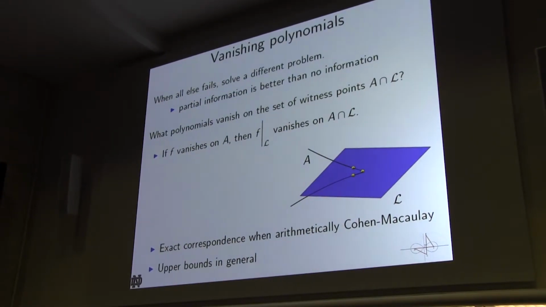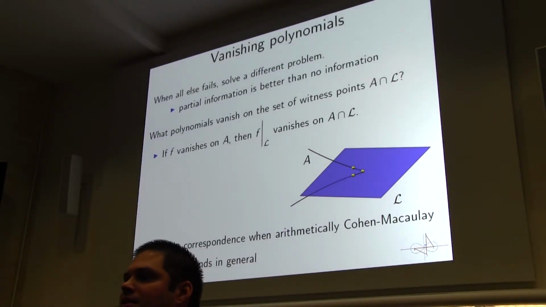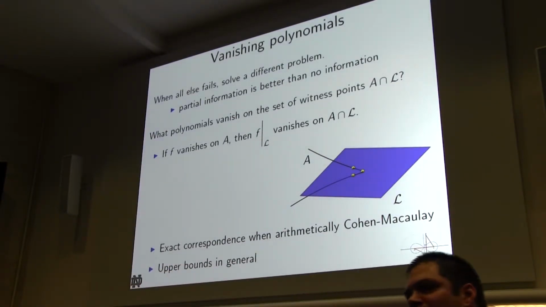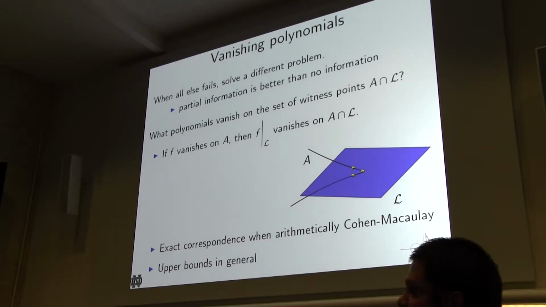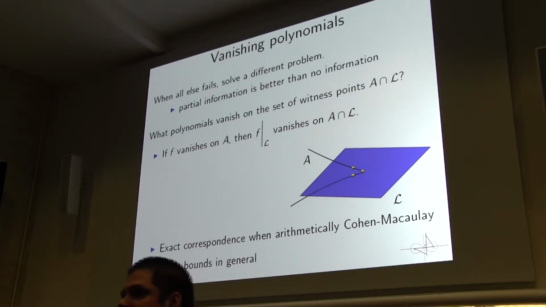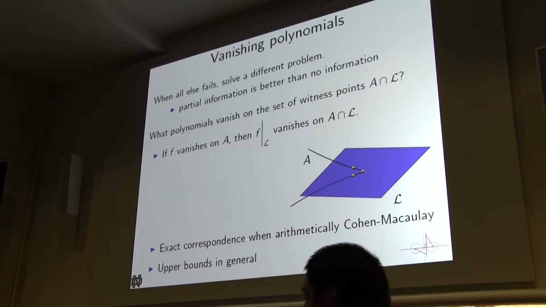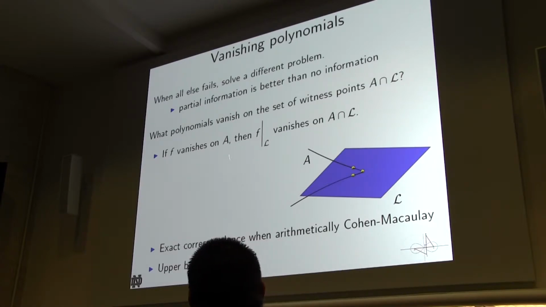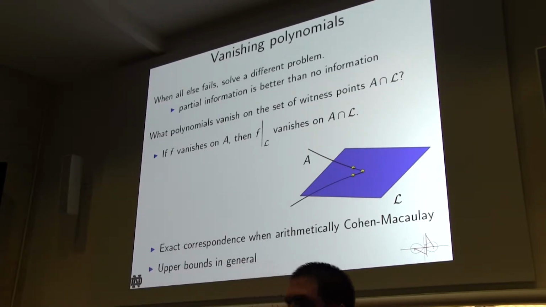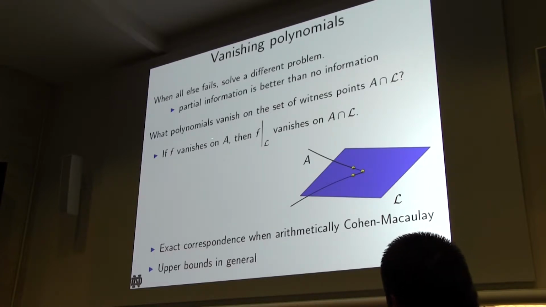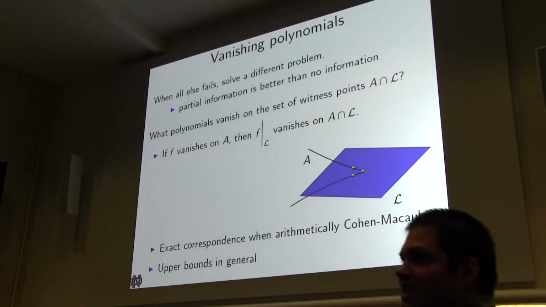Instead of trying to interpolate the whole variety, why don't I just interpolate the witness points and look to see which polynomials vanish on those witness points? Obviously, if it vanishes everywhere, then its restriction vanishes on that set of points. The nice thing is that there's an exact correspondence between vanishing on A and vanishing on the witness sets when it's arithmetically Cohen-Macaulay. And in general, you can just get upper bounds. So you know that everything that vanishes on A vanishes on the witness points, but stuff that vanishes on the witness points need not lift up.